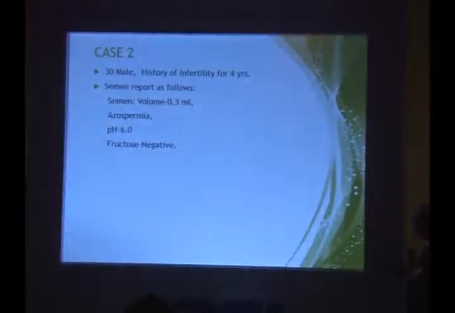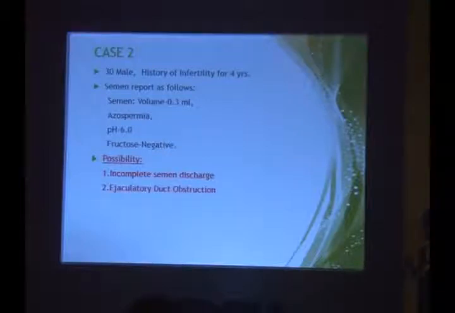Now if you get a patient who is say 30 years old, and this I have again discussed, but I am just asking you the same question. 0.3 ml semen volume, pH is acidic, fructose is negative, and patient has azoospermia. What are the various possibilities? We discussed there are only 4 possibilities. So we narrow it down to incomplete semen discharge. By the way, 1 is the commonest.